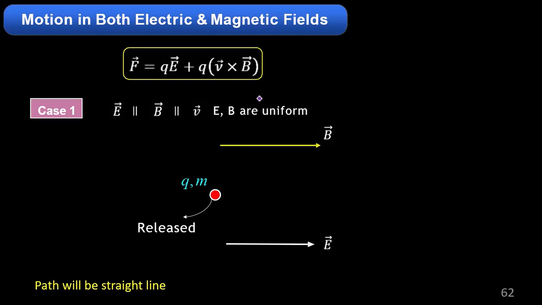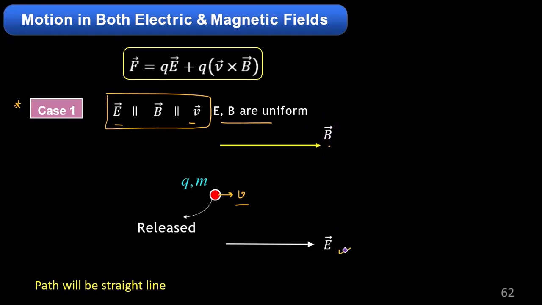Now consider the situation. Let us say in the first case, E, B and V are all parallel to each other, and all are uniform. Let us say B is along the x direction and E is along the x direction. Now you release the particle with a certain velocity V. So V becomes parallel to B. Now this charged particle will not perform circular motion. Why? Because V is parallel to B, so there is no effect of B.